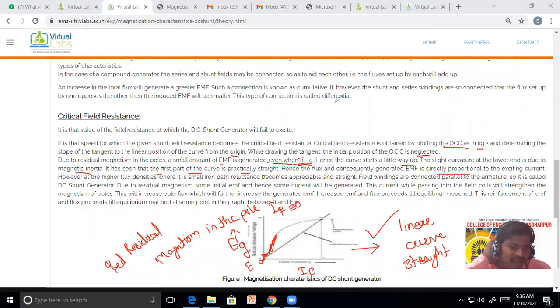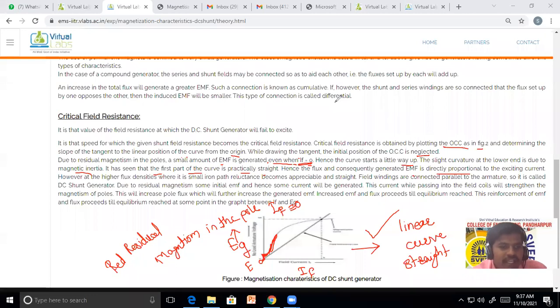exciting current. However, at the higher flux density, where there is a small iron path, reluctance becomes appreciable and straight. So the field winding is connected in parallel to that of the armature, so it is called a DC shunt generator.